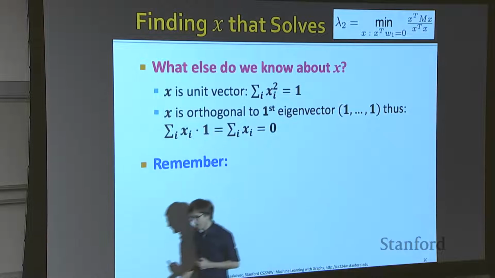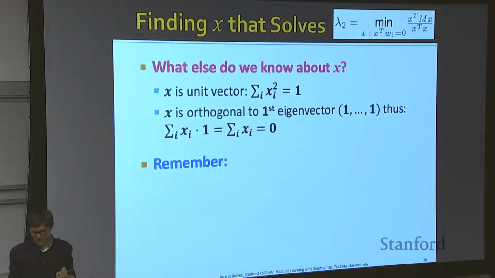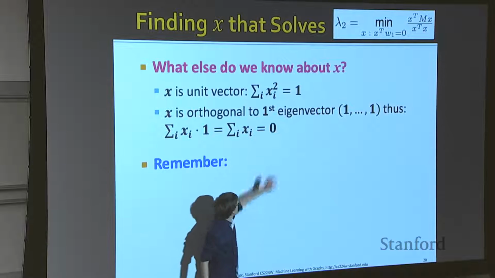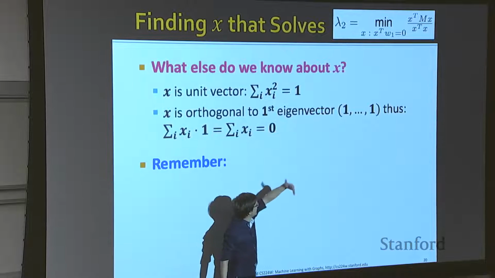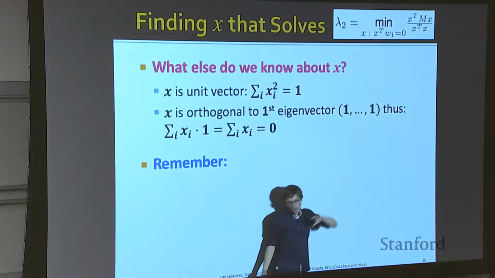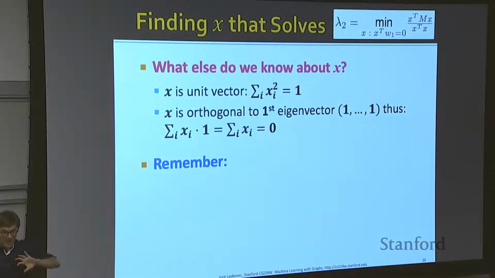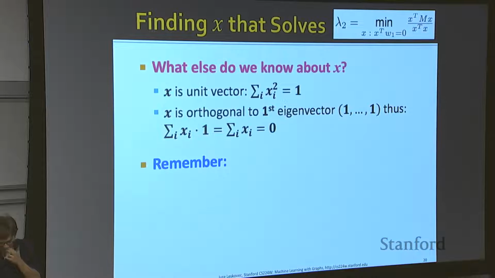So these are two important facts. First, x has Euclidean length 1. The second important fact is its components sum to 0. This is just from the fact that the vector of all ones is the eigenvector of the graph Laplacian, and eigenvectors are orthogonal to each other.